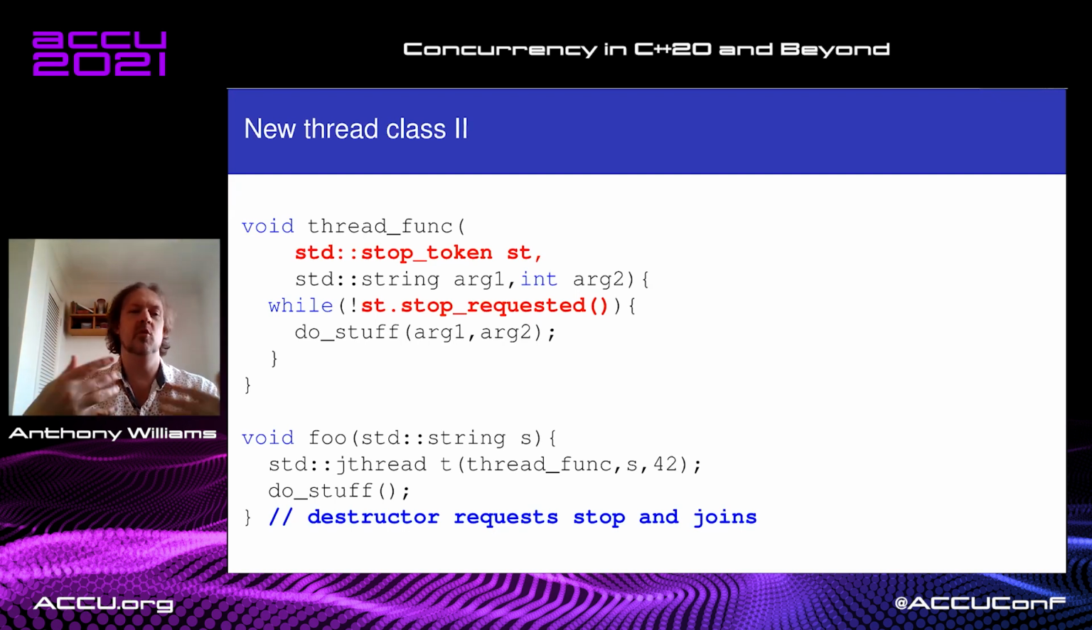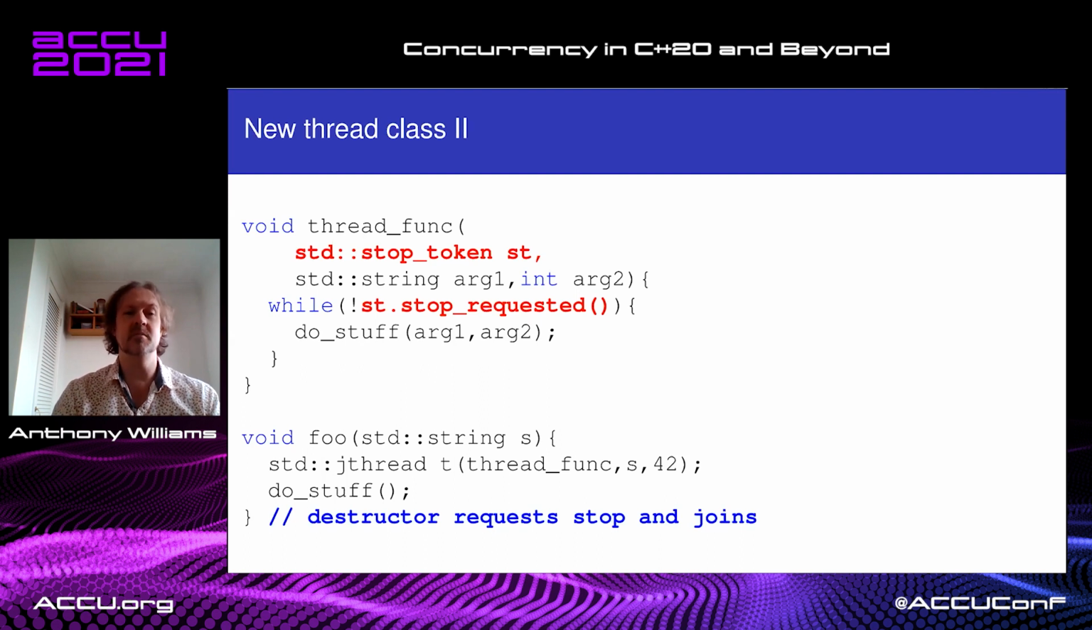We can then have a loop. While we haven't been asked to stop, we're going to do stuff based on the arguments we've been given to this function, of course. In the meantime, our function foo can be doing its own stuff. And then when it gets to the end, it calls the destructor of jthread, which signals the stop token to request stop, and then it waits for the thread to finish. The thread func will see that stop has been requested. It will then stop, it will finish, and then foo can properly return. So this neatly tidies up.